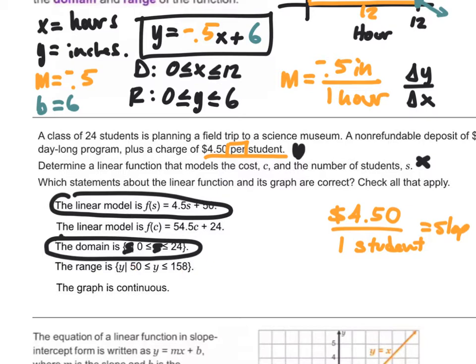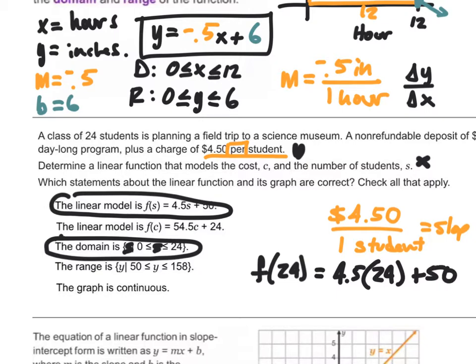So you have to think, if no students go on the trip, the deposit is $50. It's non-refundable, so you're going to spend $50 either way. But let's think about the maximum cost. Let's find f of 24. Let's plug 24 into this function and see what we get. That means we're taking $4.50, multiplying it by 24 students, and then adding that $50 fee.